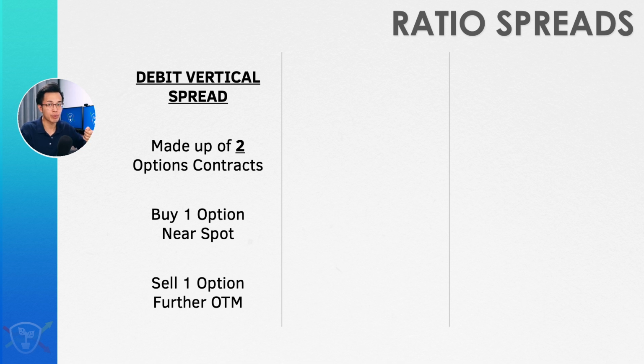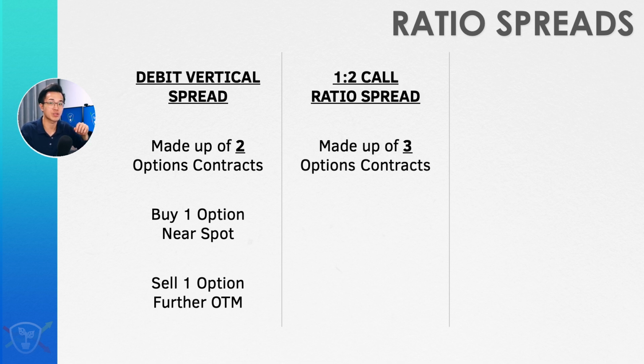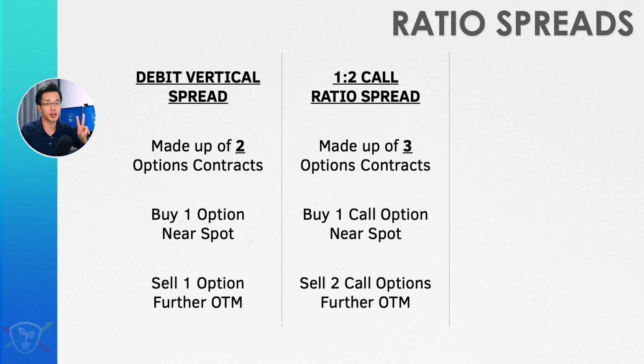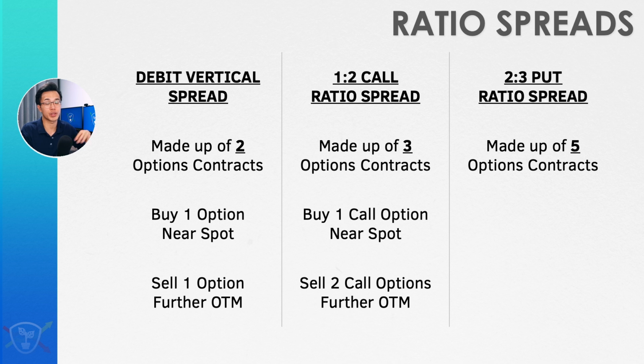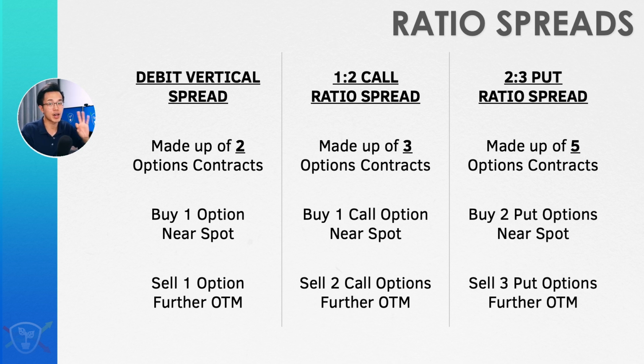As an example, if we're looking at a 1-to-2 ratio call spread, this means that we are selling two further out of the money options for every one call option that we buy. Another example, maybe a 2-to-3 ratio put spread. This means that we are selling three further out of the money put options for every two put options that we buy. Let's explore this further using an example.